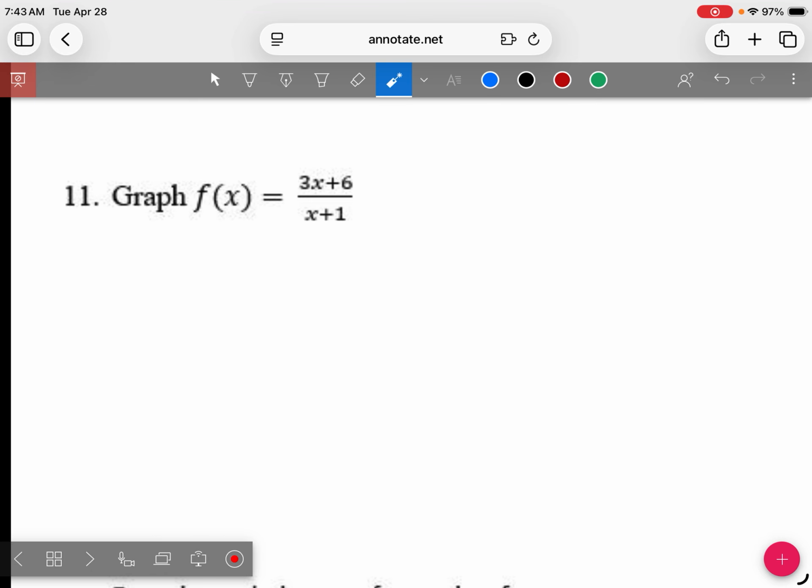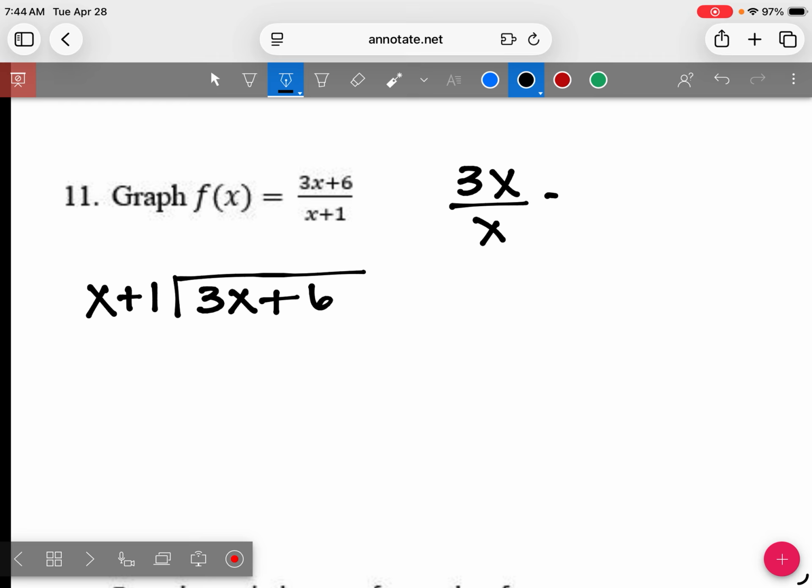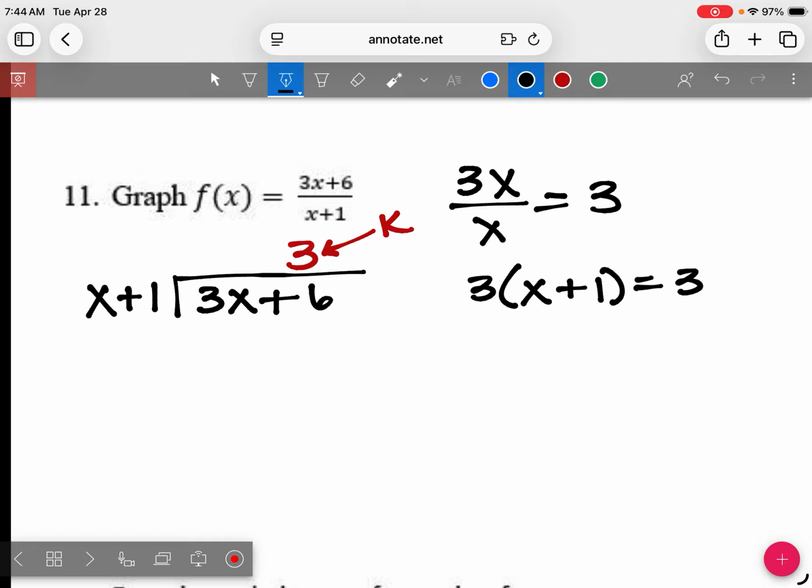Let's set it up. X plus 1 into 3x plus 6. We'll do this one together, and the last one you could do by yourself. Divide your first terms, which would be 3x and x. Whatever you get, that is k. Put that on the roof. Step 2, take that 3 and multiply it by your denominator, which was x plus 1, which gives you 3x plus 3.